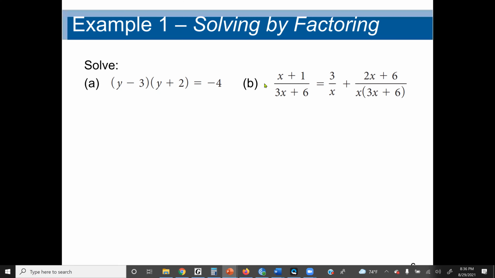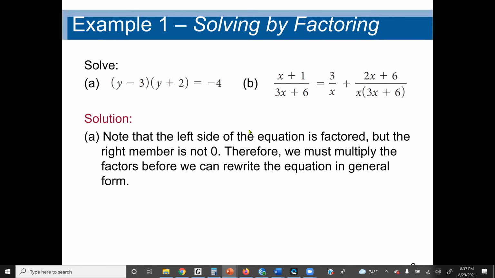Also, when we look at b, we also have a quadratic equation. Why? At least I can see in one section we have x times 3x, so that will give me 3x squared. The highest exponent is always 2 for a quadratic equation. So let's solve this equation by factoring. The first thing we need to do again is remove the parentheses. Let's solve for a.